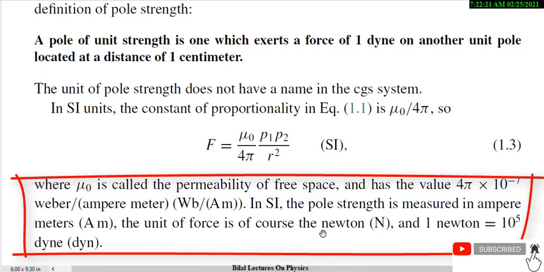The unit of force is of course the Newton, and 1 Newton is equal to 10 raised to power 5 dyne. In short we can write dyn. So these things are very important to consider here. The value of mu naught is 4 pi times 10 raised to minus 7, and the unit is Weber per ampere meter. So in SI units, the pole strength is ampere meter, AM. The unit of force is of course Newton, but we consider dyne also, and 1 Newton is equal to 10 raised to the power 5 dyne. This is important for MCQs.